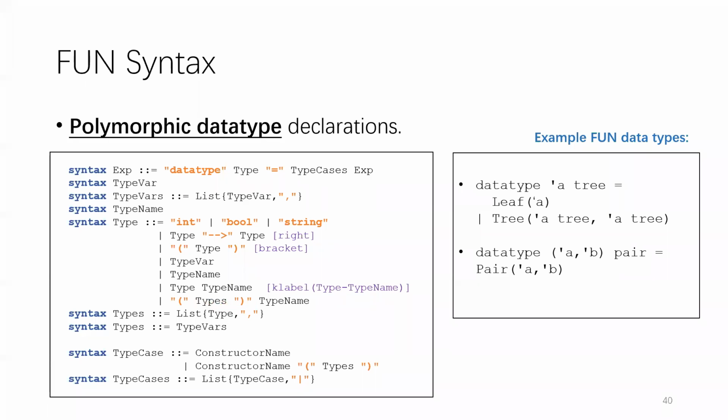And now a type case is simply a constant constructor, or a constructor that takes some more types. Like the tree here, the leaf takes a type and tree takes two types. And the type cases is just a type case separated by the vertical bar. So now we have the data type syntax defined in K. But note that we're defining a dynamic semantics here, which is untyped. So this will only be used when we define the type system for fun later.